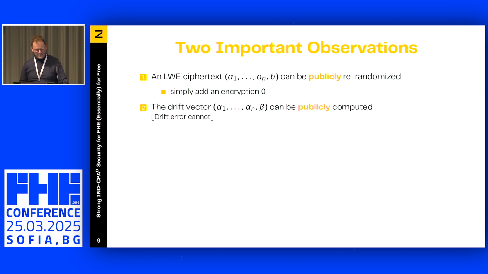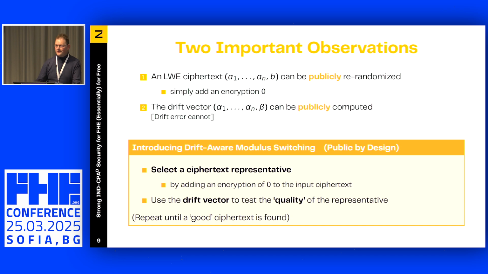And so the idea is quite simple. So what we do is this. You have your input ciphertext that you have to mode switch. And what you do, you just add a random encryption of 0 to that ciphertext. And the hope is that that new ciphertext will behave better regarding the drift. Okay? And so we also need some tests to know whether the ciphertext you get is better or not. For that we'll use the drift vector. So remember that one can be publicly computed. Okay? So you are given a ciphertext, you add an encryption of 0, and you test if the new ciphertext is better regarding the drift.